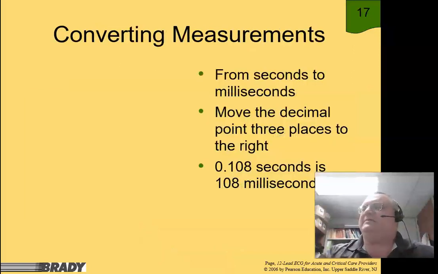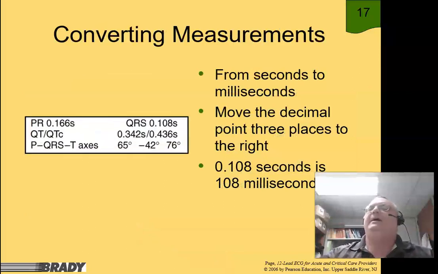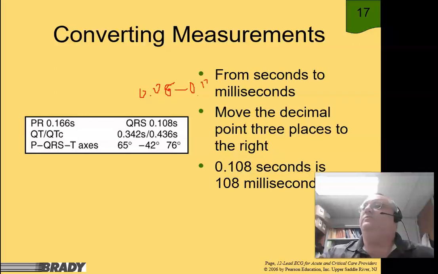So, converting measurements. If I pull that little thing up again, a lot of the things that I've been teaching you are 0.12 to 0.20 seconds, okay? But milliseconds is fine. So if you get a machine that's telling you 108 milliseconds, we're fine, because again, the normal is 0.08 to 0.12. Okay? So that's your normal for this guy right here. So this guy's got a normal one.